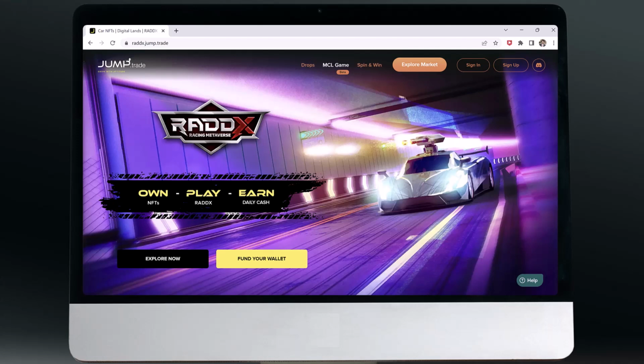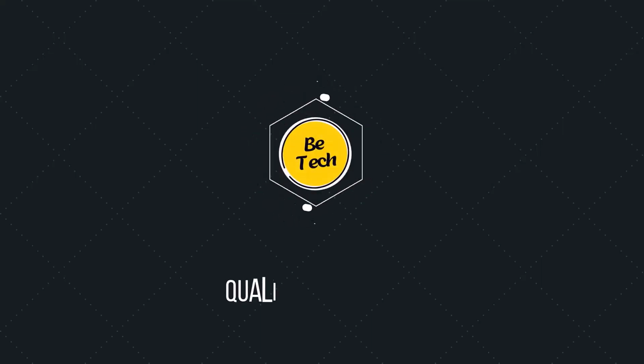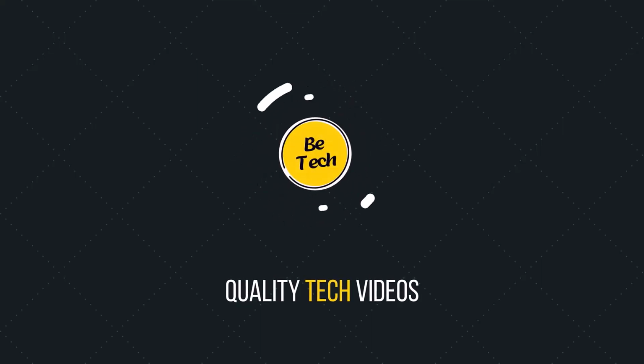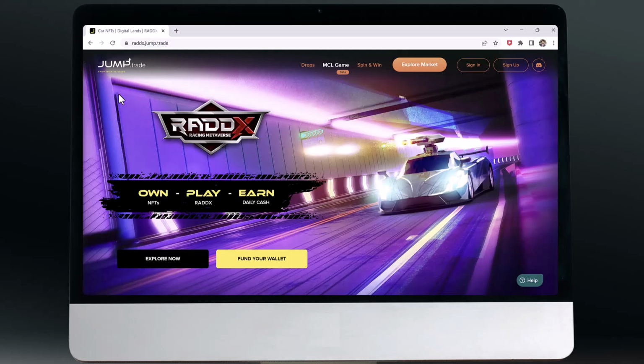Today I am going to talk about one interesting play to earn NFT car racing game named Raddx from Jump.trade. Jump.trade is the biggest NFT marketplace. They have already launched a cricket game with huge success and now they are launching a car racing game. Raddx is the play-to-earn metaverse racing game.